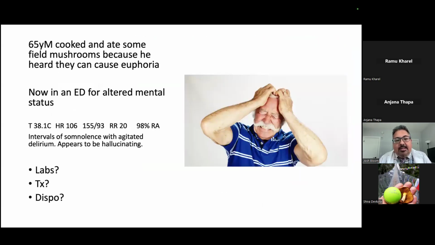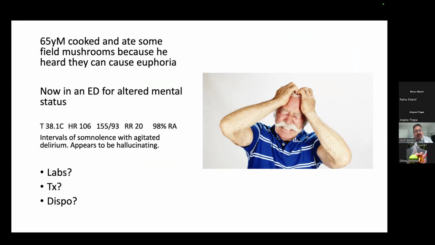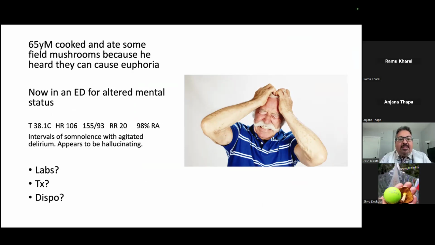This is a similar case of a 65-year-old who cooked and ate field mushrooms, again, to cause euphoria. This is a recreational use, but this patient looks a little bit sicker, right? They have an altered mental state. They are delirious, hallucinating, and they have a borderline temperature. They're febrile, and they have tachycardia. Many emergency physicians, especially in the United States, might work this patient up for sepsis. And especially with an altered mental state, they might consider a CNS infection in this kind of patient.